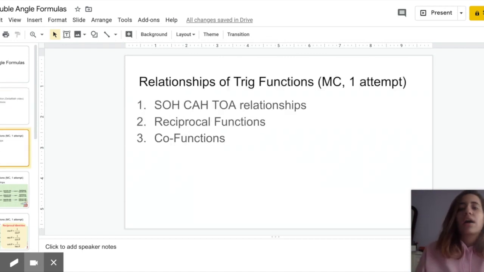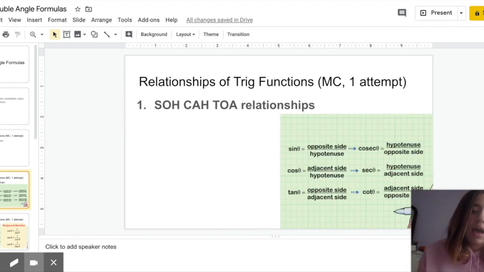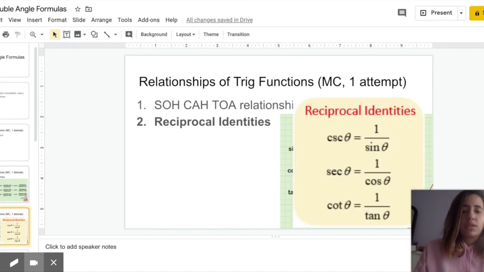Let's go ahead and talk about relationships of trig functions, since we already talked about fractions. This question set is multiple choice, and on Delta Math, the default is that if they're multiple choice questions, you only get one attempt. The basic trig concept it's covering here is just how sine is opposite over hypotenuse, how cosecant is hypotenuse over opposite, all of those things, which is pretty straightforward. Then it's also covering reciprocal identities, so not only sine, cosine, and tangent, but also cosecant, secant, and cotangent.